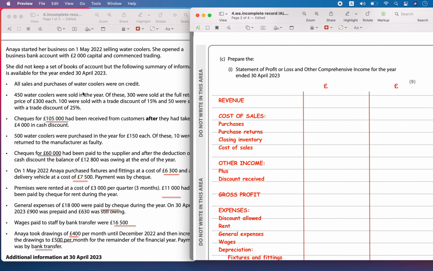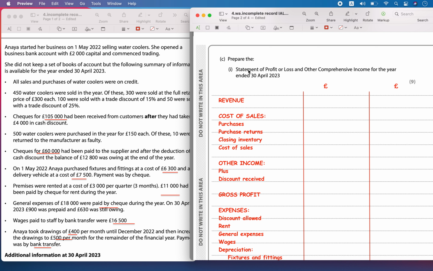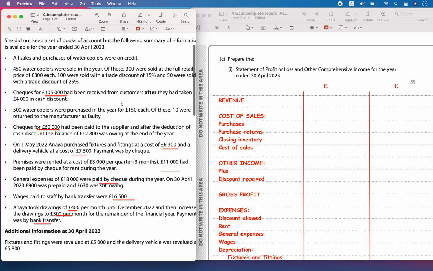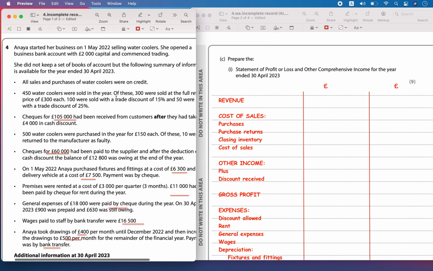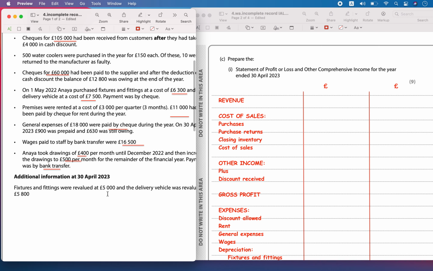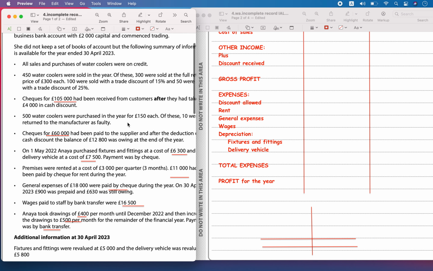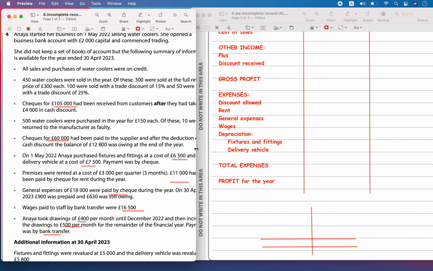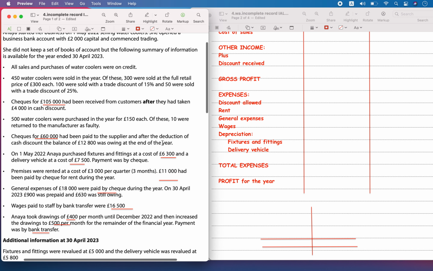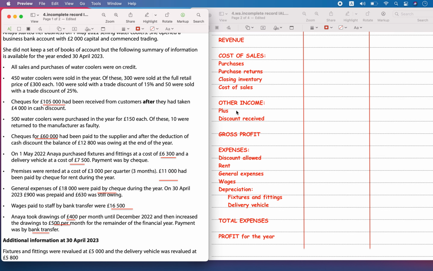Hello, today we are going to solve May 2023 paper question number 4, part C. Prepare the statement of profit and loss and other comprehensive income for the year ended 30th April 2023. So this is a question of incomplete records where Anaya is not maintaining her book of accounts, and now we have to prepare the profit and loss using some transactions which she has noted. Okay, so let's have a look at all of this.